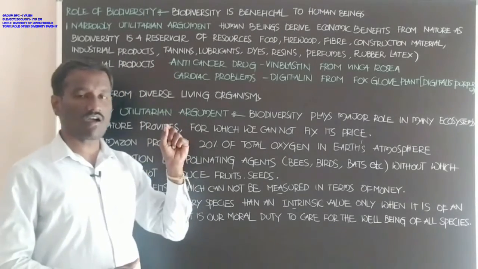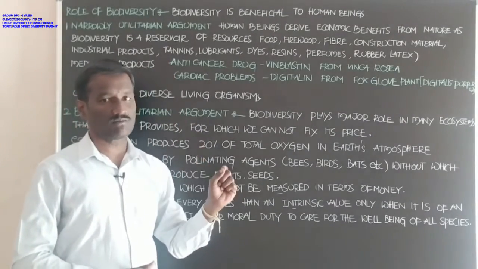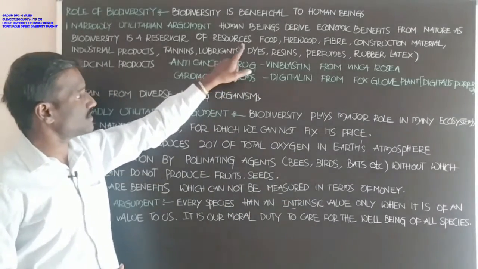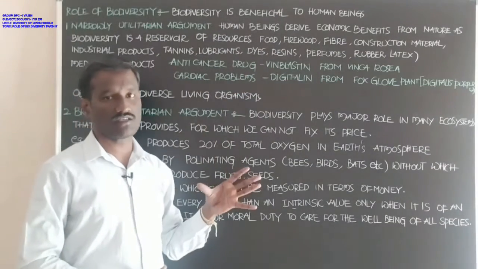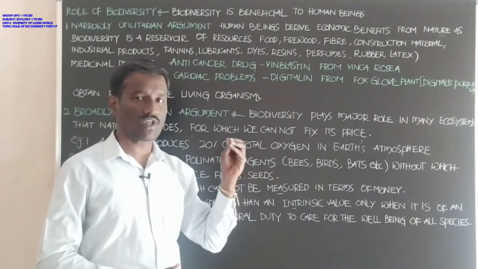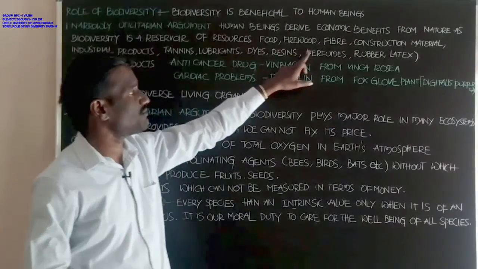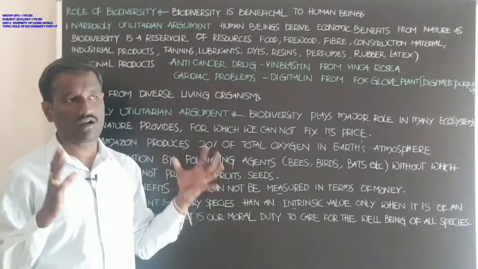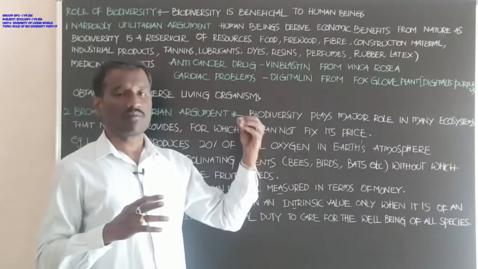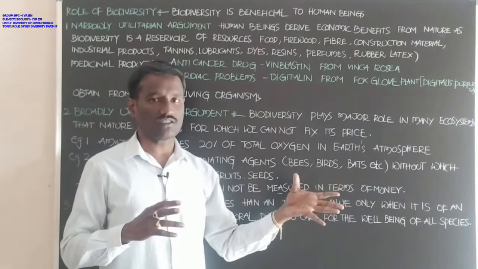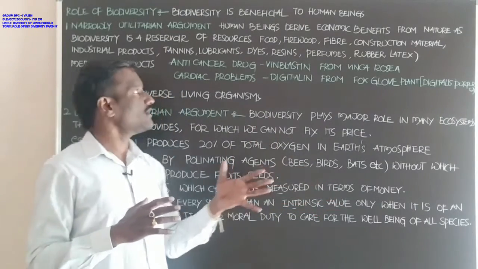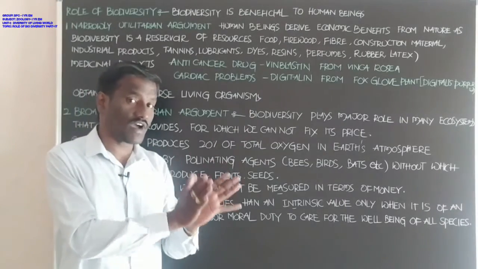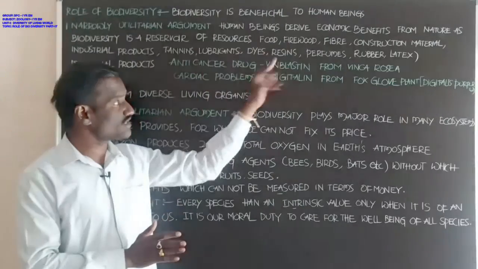tannins. Tannins are organic, chemical substances derived from plants. Next, lubricants, dyes. Dyes are coloring agents also obtained from plants. Resins, perfumes, rubber, latex. All these products are derived from biodiversity, from the plants. Biodiversity is acting as a reservoir for these sources.